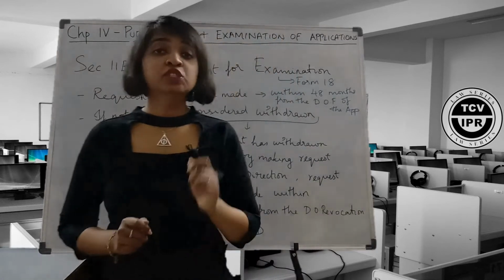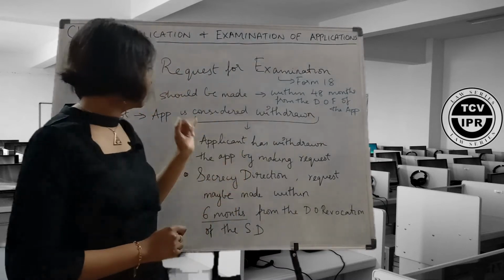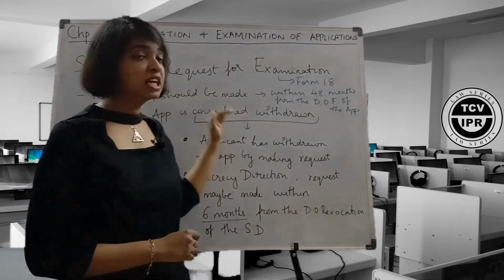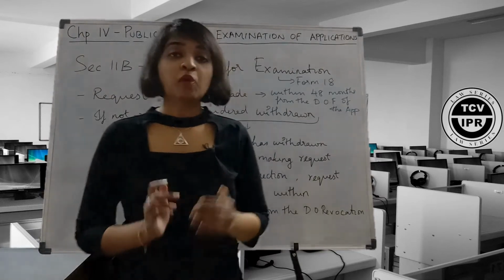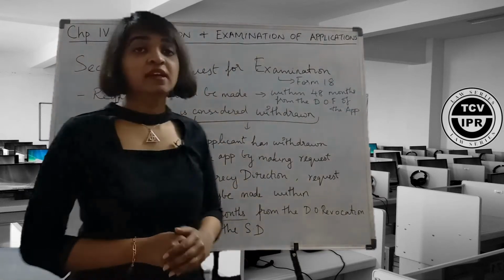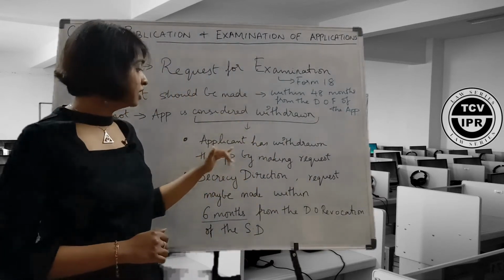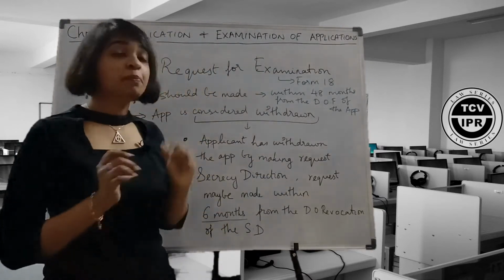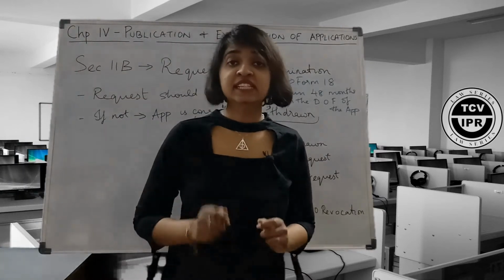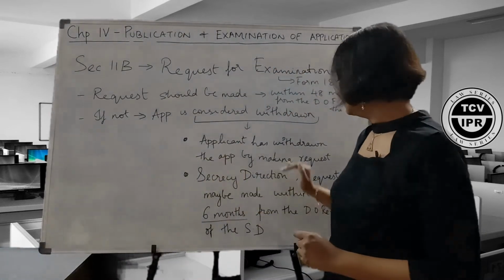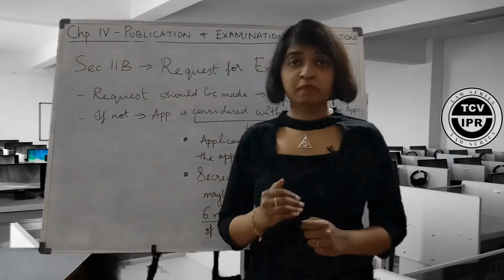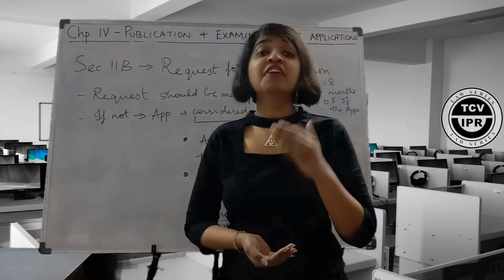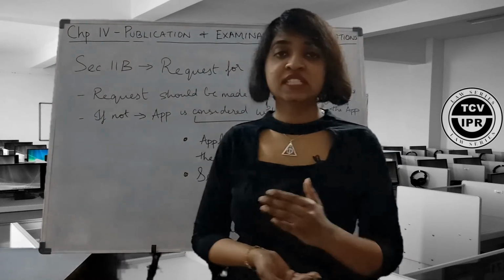Now, in case you don't make the request, then your application is considered to be withdrawn, provided that the applicant has not already withdrawn the application by making a special request. And suppose a secrecy direction has been imposed, then the request has to be made within 6 months after the revocation of the secrecy direction.